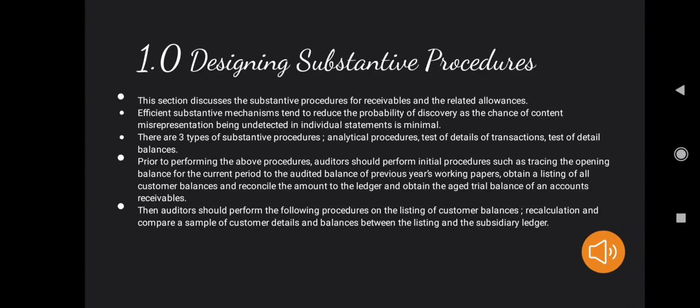Before we perform the above procedures, the auditors should perform initial procedures such as tracing the opening balance for the current period to the audited balance in the previous year's working papers, or obtaining a listing of all customer balances and reconciling the amount to the ledger, and obtaining the aged trial balance of accounts receivable. Only then should the auditor perform the following procedures on the listing of customer balances: the calculation and comparison of a sample of customer details and balances between the listing and the subsidiary ledger.